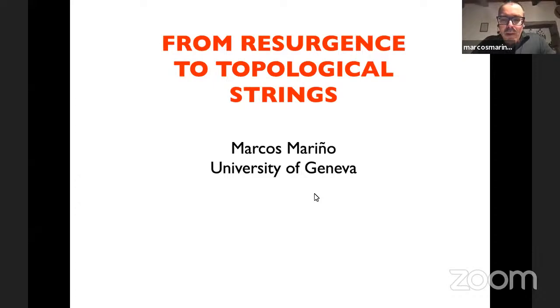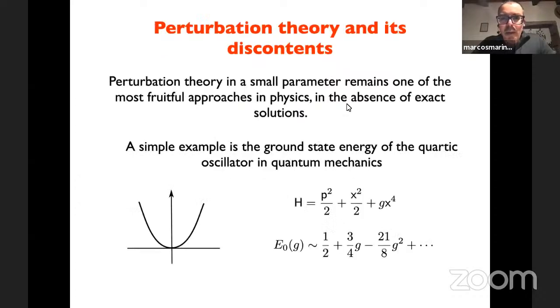So I will try to give some ideas on resurgence from a more physical point of view, but with applications to mathematics. Why do we do resurgence? Well, the starting point of resurgence is perturbation theory. And this is an important starting point because perturbation theory with a small parameter is one of the few universal techniques we have in physics to actually solve problems which we cannot solve exactly. And this is already something that our undergraduate students are exposed to when they study quantum mechanics.